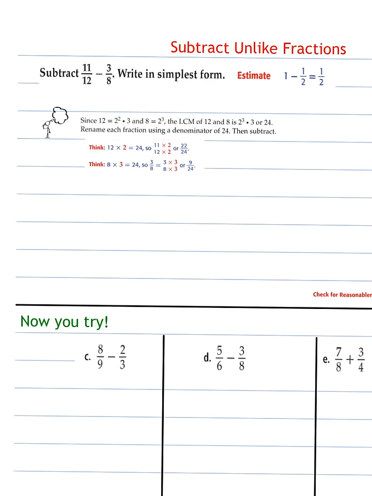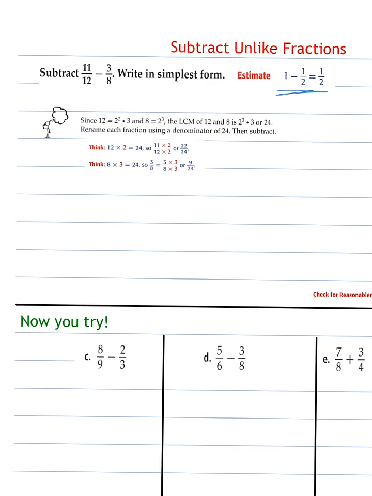Now, just like when we are adding numbers with unlike fractions, with subtracting, again, we need to have a common denominator. But first, I want to look at this with estimating. So we're taking 11/12 and we're subtracting 3/8. So if we were to do an estimate over here, 11/12 is close to 1, and 3/8 is close to 1/2. So 1 minus 1/2 is 1/2. So our answer, we know ahead of time, should be pretty close to 1/2.